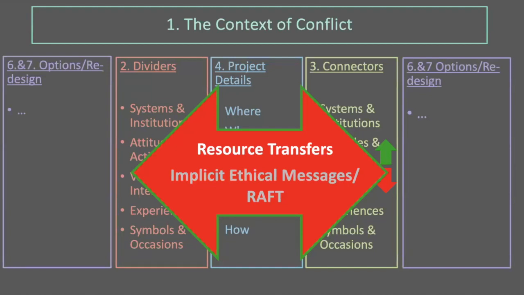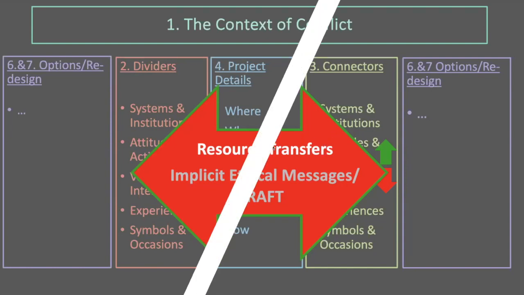And then once we've developed these options, in step 7, we need to test them again to check if the options themselves might strengthen dividers or weaken connectors. If yes, you keep redesigning until you find an option that is least likely to do so. And to take it a step further, you can also find options or additional project details to look at how you can intentionally weaken dividers and strengthen connectors to work towards peace.